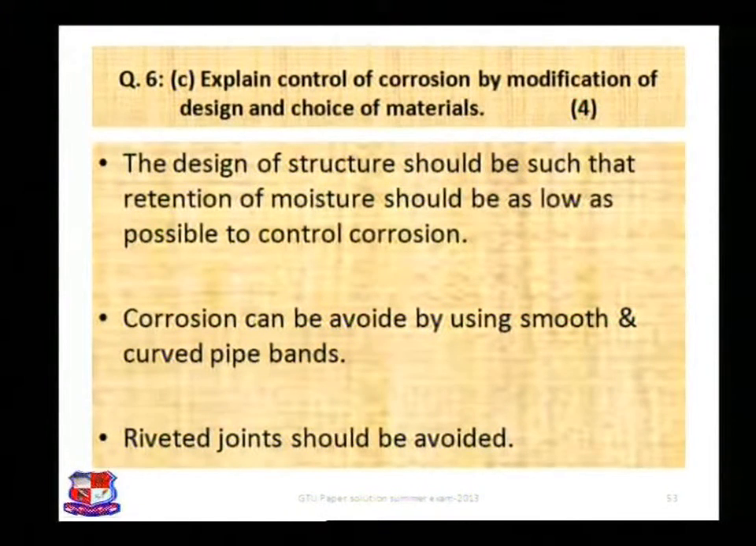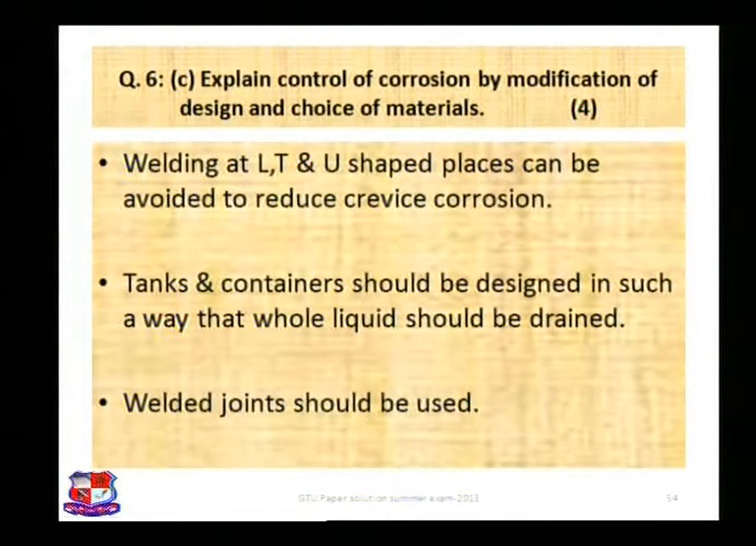So here they are just asking us to modify the design in order to minimize the corrosion. You have to ensure that your design should be such that the moisture retention rate should be very low. Okay, so that can be done by, you can see here very clearly, riveted joints should be avoided. Welding at L, T and U-shaped places can be avoided to reduce crevice corrosion. Okay, tanks and containers should be designed in such a way that whole liquid should be drained.